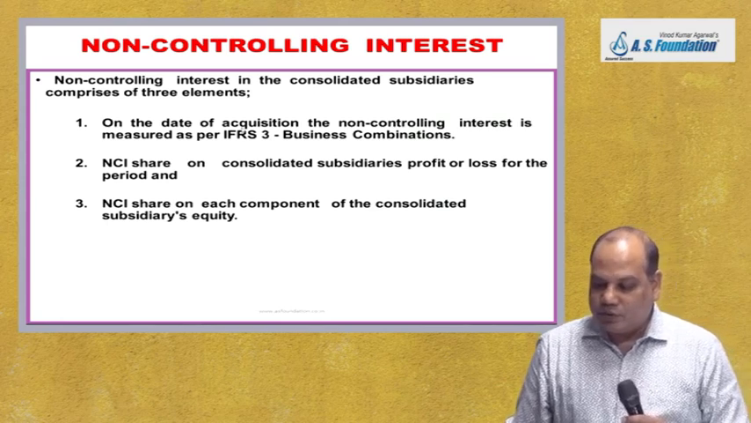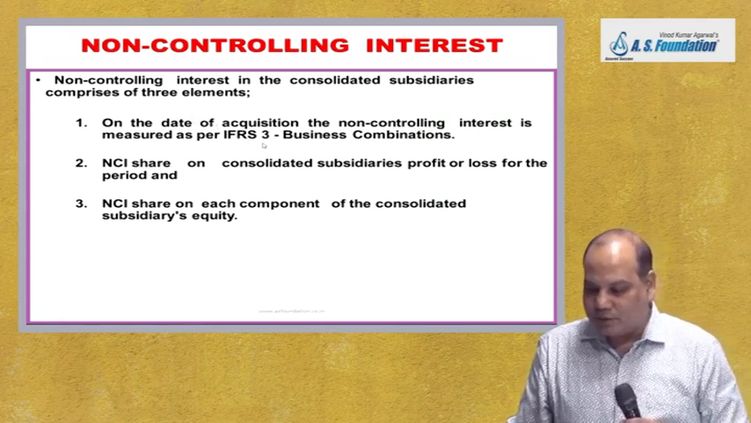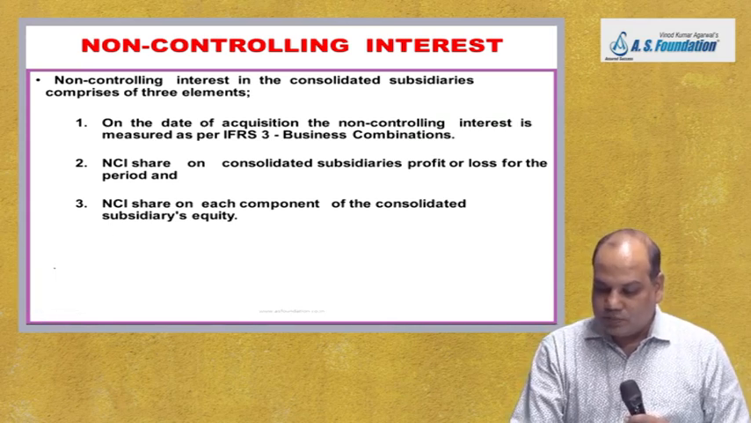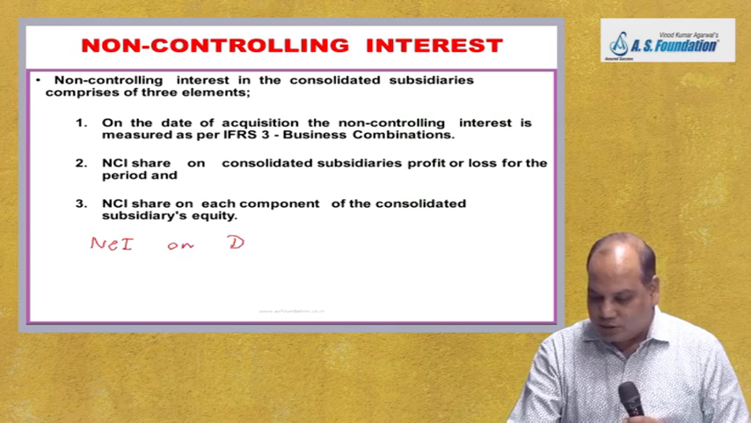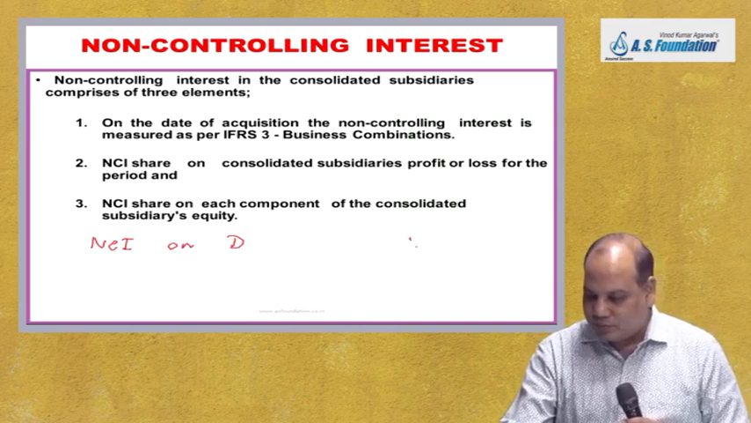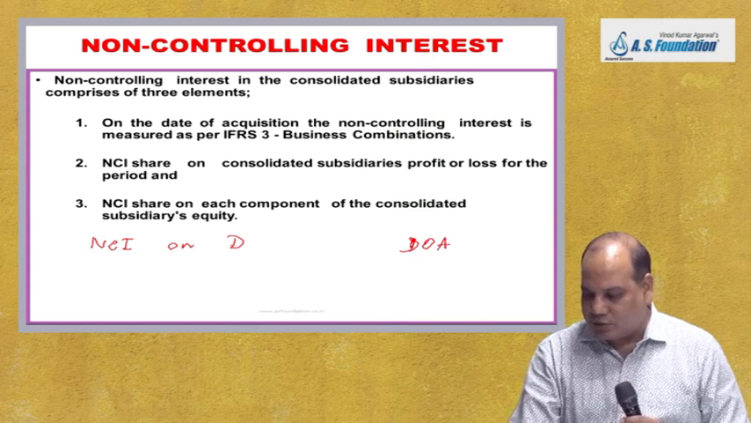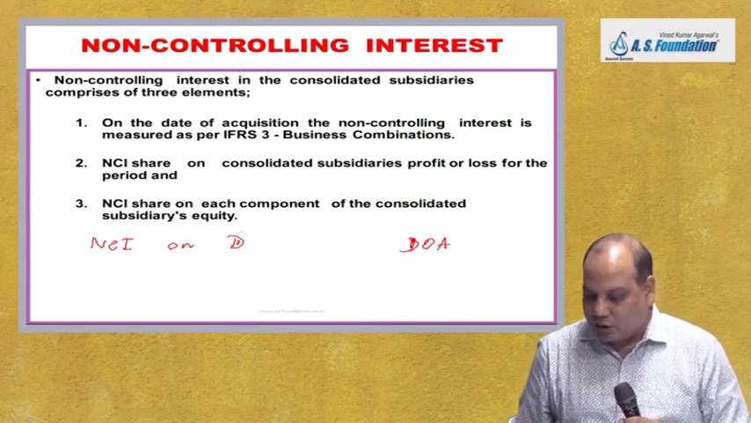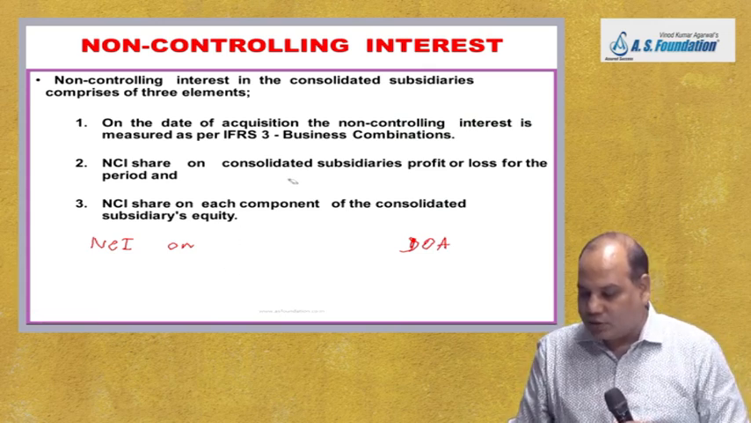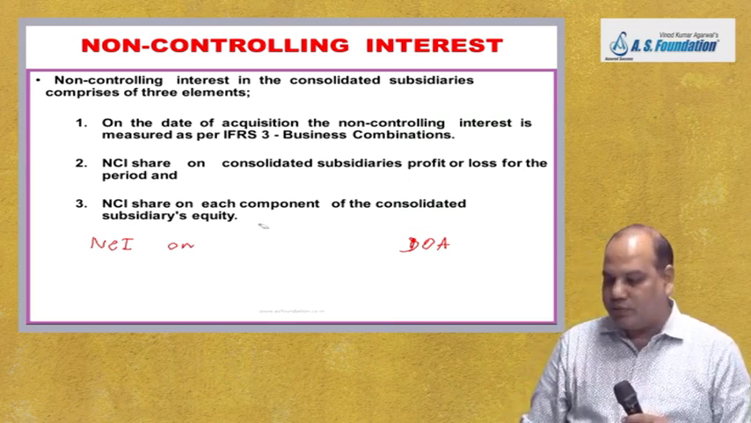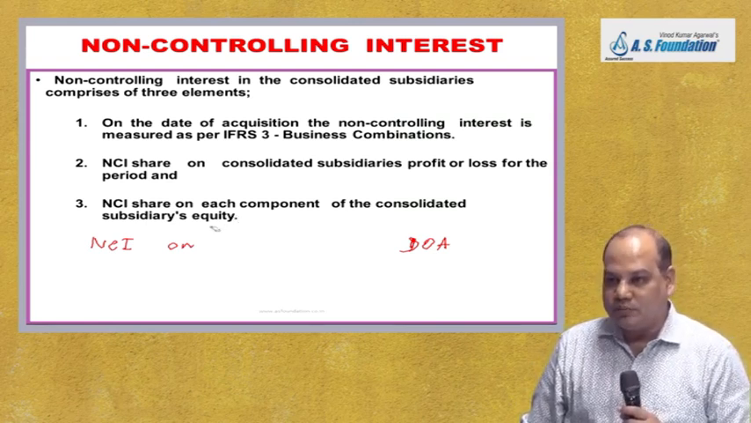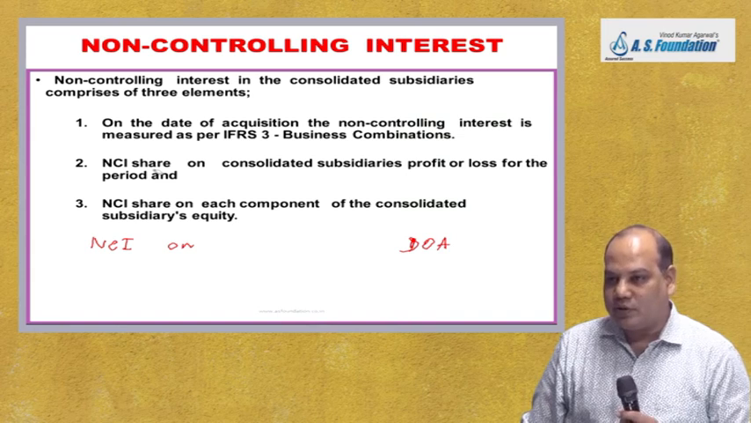NCI will be first computed on the date of acquisition as per IFRS 3. Subsequently, what you will do, very simple, we'll follow this trick. We will write NCI on DOA. What is DOA? Date of acquisition. And to that you add, sir, what we will add? Any change in the post acquisition profit, loss, or any other component of equity multiplied by NCI share.